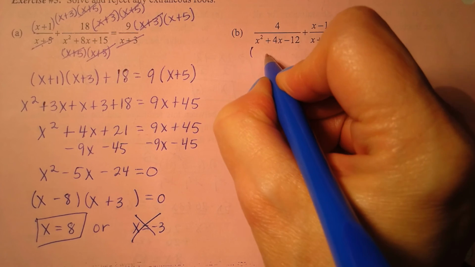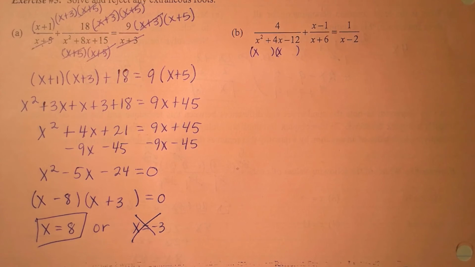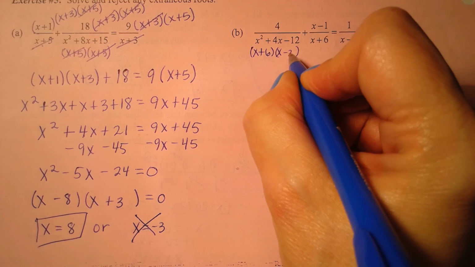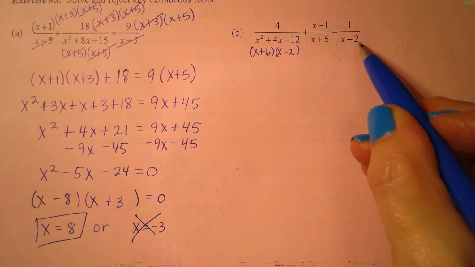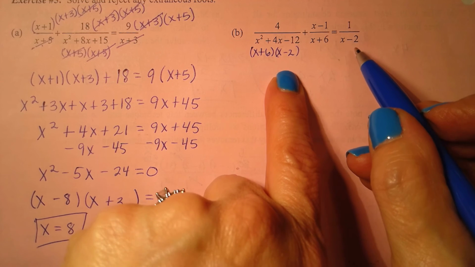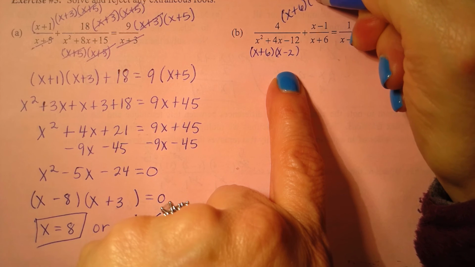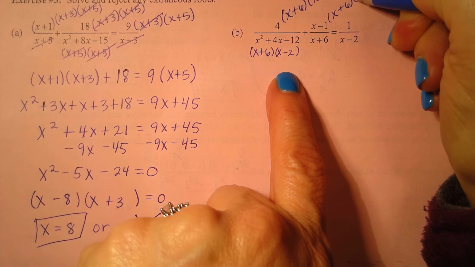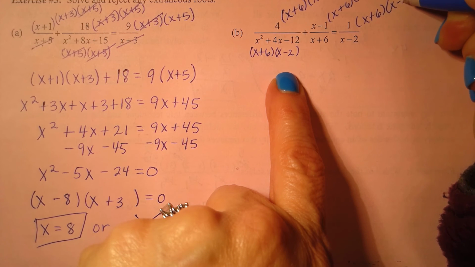First, let's factor this denominator. We need two numbers that have a product of negative 12 and a sum of 4. So 6 and negative 2. We already have an x plus 6 over here and an x minus 2 in this denominator. So we need to multiply everything by x plus 6 times x minus 2.